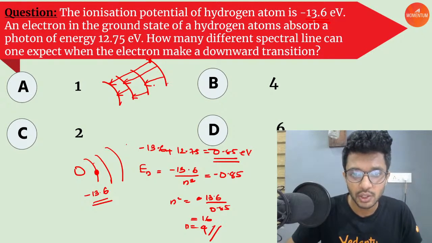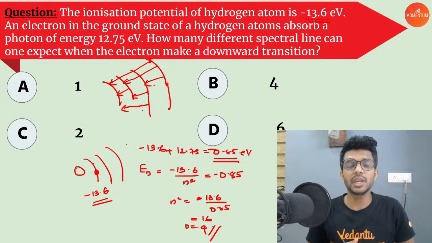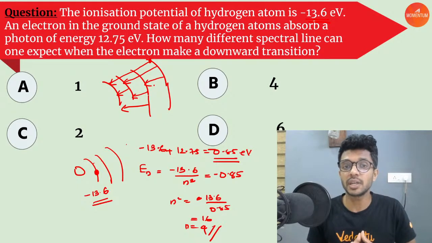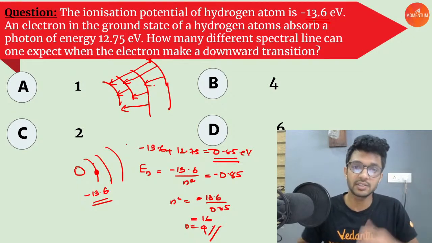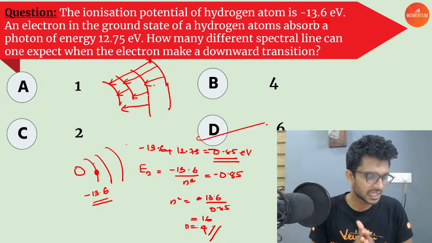Or what happens? The electron in the third can directly move to the first. So there are 6 different ways by which it can move to the first. During this time, 6 photons are emitted. 6 photons correspond to 6 spectral lines. So during the transition, how many spectral lines will it provide? 6. Okay, Vijay, is it clear?